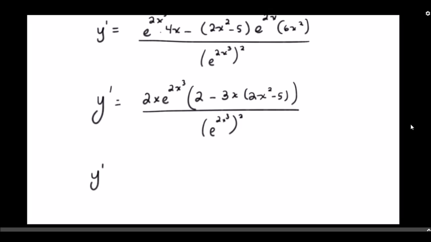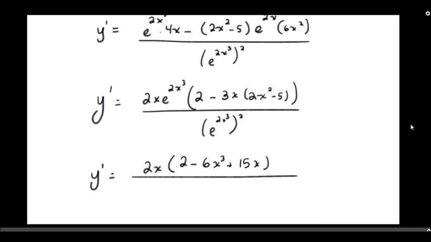So y prime is going to be just simply 2x in front of the parenthesis. And we have 2 minus 6x cubed plus 15x over e to the 2x cubed.